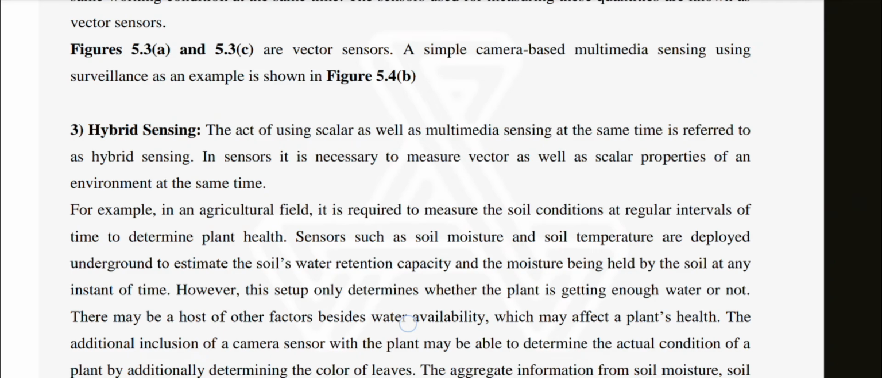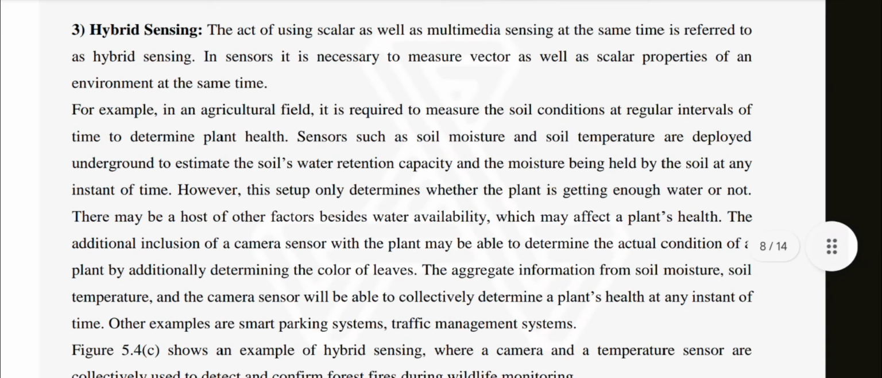Simple camera-based multimedia sensing using surveillance as an example is shown in figure 5.4. Hybrid sensing. The act of using scalar as well as multimedia sensing at the same time is referred to as hybrid sensing. In some applications, it is necessary to measure vector as well as scalar properties of an environment at the same time. For example, in the agricultural field, it is required to measure the soil conditions at regular intervals of time to determine plant health.